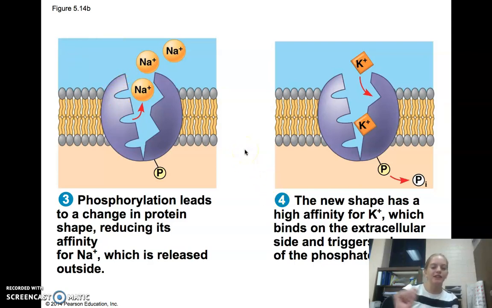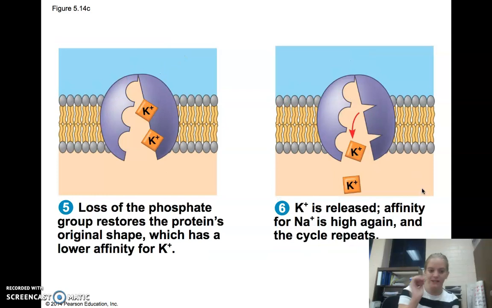As the sodium ion concentration outside the cell builds back up, the protein now has an affinity for the shape of the potassium ions. And so those potassium ions are going to bind onto the protein, and that's going to release a phosphate group from the protein. The loss of that phosphate group brings the shape back to its original state, which you can see has a high affinity for sodium, but a low affinity for potassium.